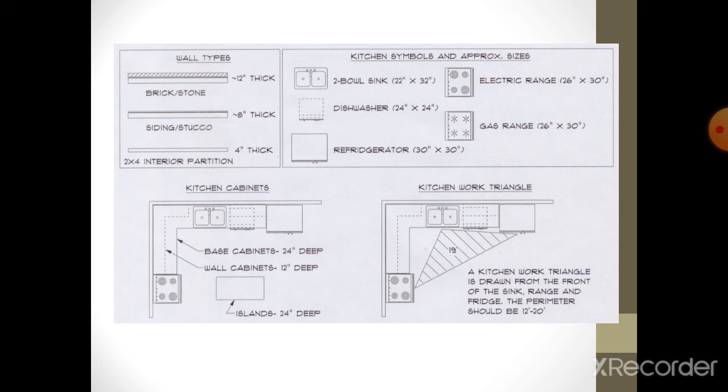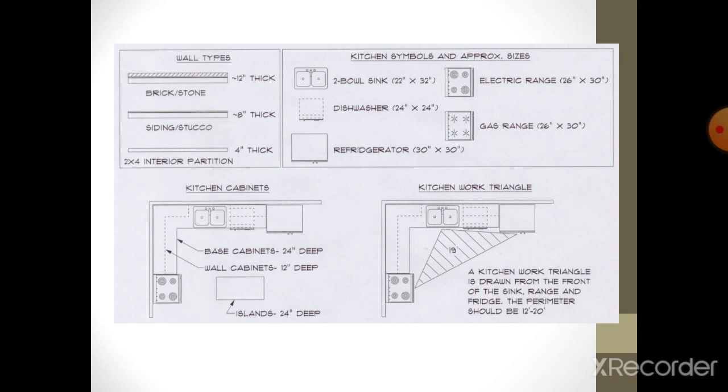So we have here kitchen symbols and some of the sizes. Here we have included some of the basic kitchen fixtures that you might apply on your design. So we have here the bowl with a sink. You may use a 2-bowl sink or a single bowl sink. We have the dishwasher. So Filipino naman tayo, wala na ng dishwasher, no? Lababo na lang agad. And then the refrigerator, and we have here the electric range and gas range.